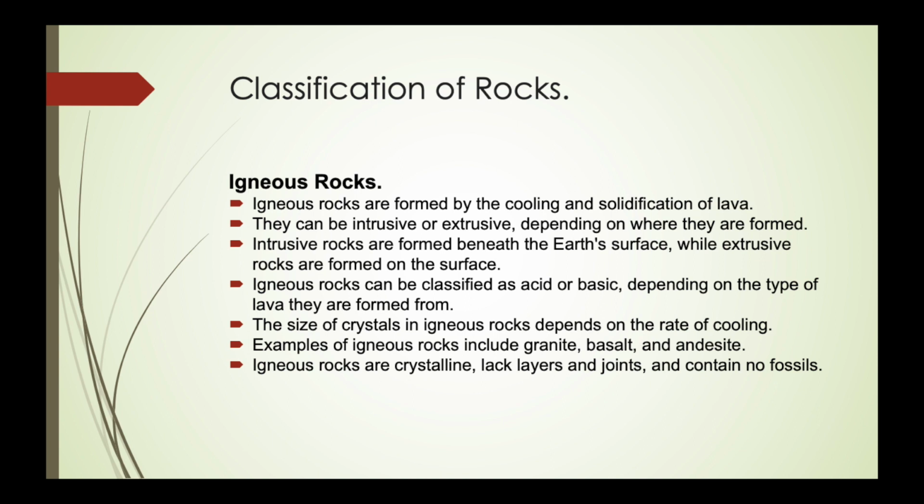The size of crystals in igneous rocks depends on the rate of cooling. Examples of igneous rocks include granite, basalt, and andesite. Igneous rocks are crystalline, lack layers and joints, and contain no fossils.